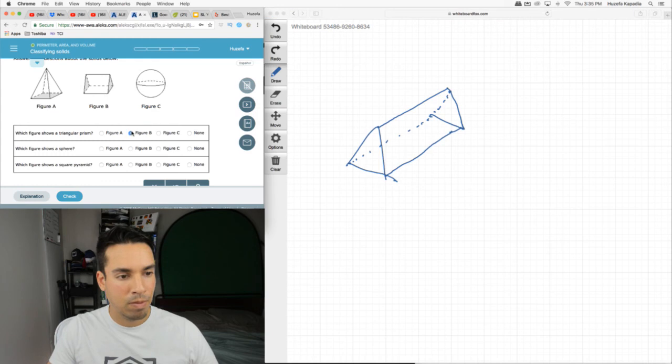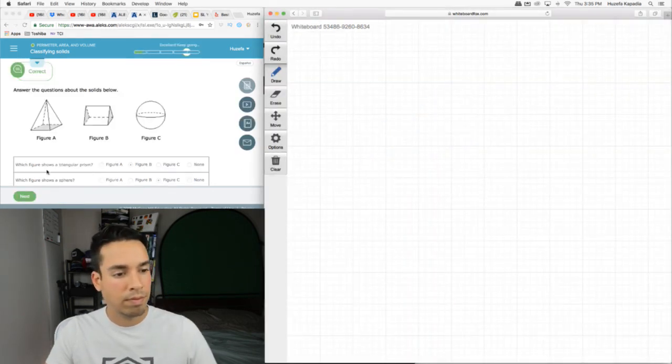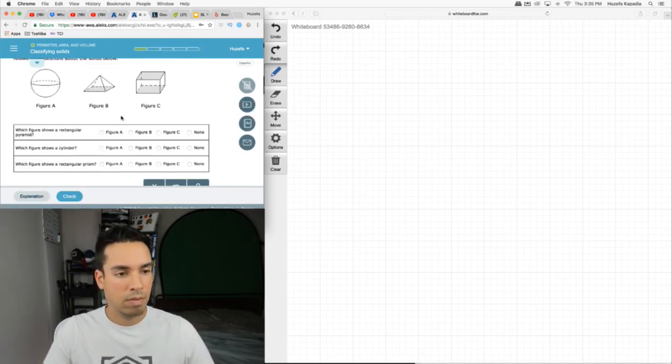Just B. A sphere is like a globe, like a basketball, it's a ball. Which one is a sphere? Just figure C. Which figure shows a square pyramid? A square pyramid has triangular faces, like this guy, but a square base. So figure A is your square pyramid. Next one. Again, figure A is our sphere.